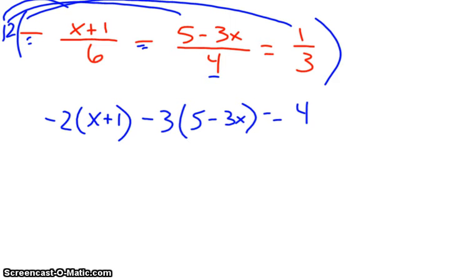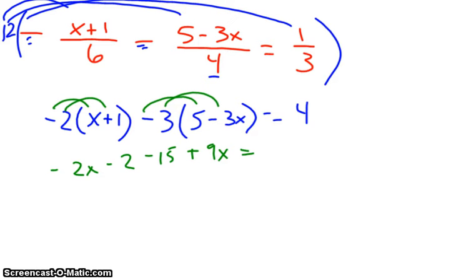Let's go ahead and do our distributive properties now. Negative 2x minus 2 minus 15 plus 9x equals 4. Next up, let's combine like terms. So I see I have a negative 2x and I have a positive 9x, so I have 7x's. And here I have minus 17 equals 4.